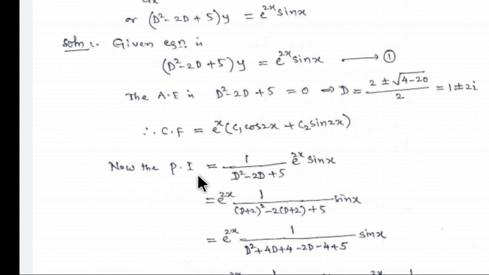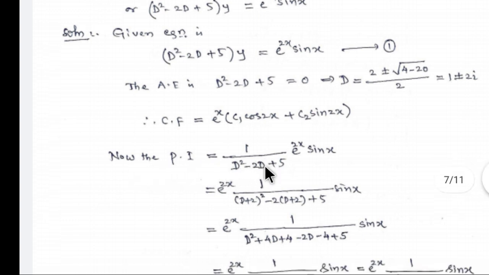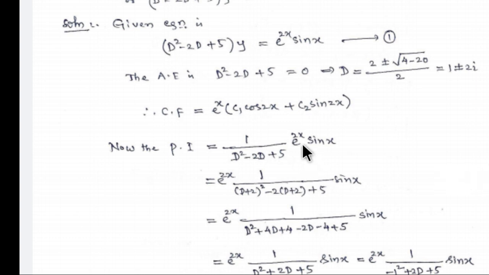Then you see, using the above formula, how to find the particular integral in this case. Now the particular integral is equal to 1 divided by D squared minus 2D plus 5 operating on e raised to 2x into sin x. This is of the type e raised to ax into V, where V is sin x here.